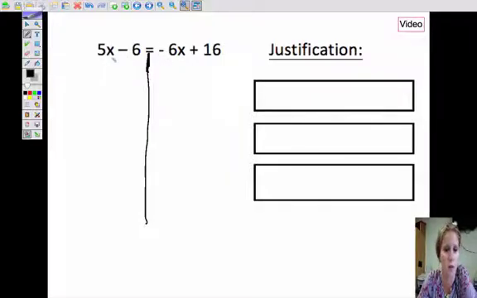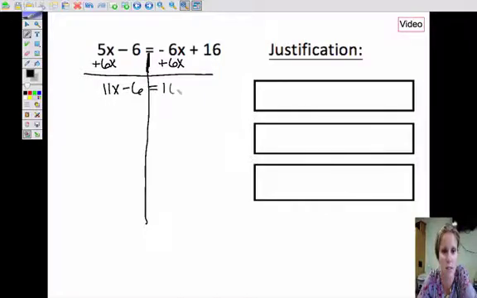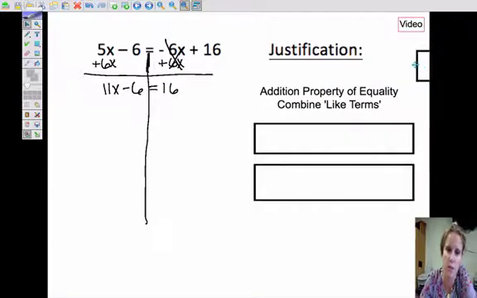I have to get rid of the smaller one. What's smaller, 5x or negative 6? Negative 6x. So I'm going to add 6x to both sides and then combine these like terms. So 5x and 6x equals 11x minus 6 equals 16 now because these two canceled. And then over here, so what I did there is I used the addition property of equality, and then I combined like terms. So that's my justification.